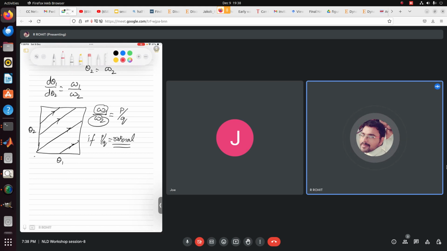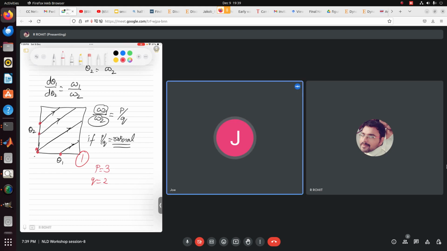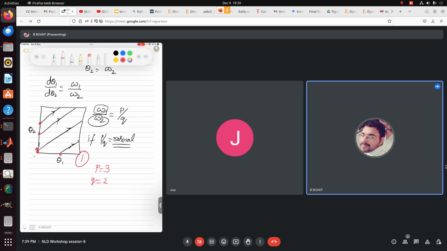So in this particular example, this is the figure 1 which I have shown here. If you see, P is 3 and Q is 2. So that means it has taken 3 revolutions of theta 1 by the time 2 revolutions of theta 2 have been done. Now this was the case when K1 is equal to K2 equal to 0.